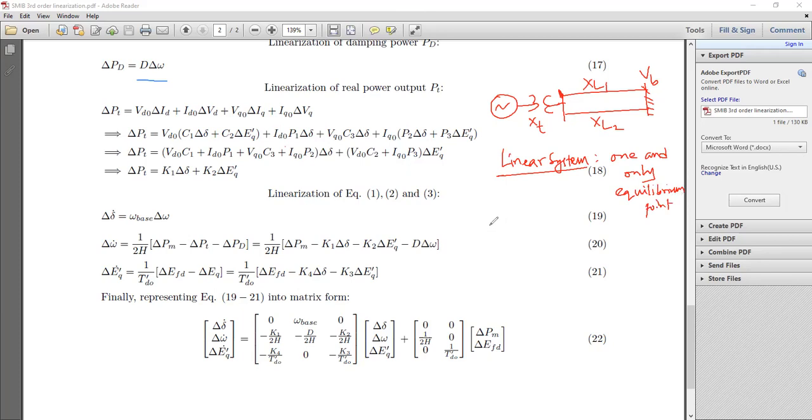This is one of the special characteristics of a nonlinear system. One of the very special characteristics is that it has multiple equilibria. It will always have multiple equilibria.